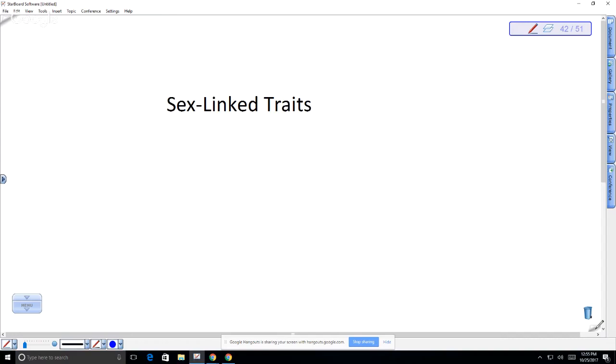Okay, so let's look at the sex-linked traits. So this is versus autosomal. So what did autosomal mean? Does anybody remember? Not sex-linked, right? So it's on an autosome, not sex-linked. It's not on the X or Y chromosome. So most traits, when we say they're sex-linked, are actually X-linked. And the reason why is that the X chromosome is so much bigger than the Y chromosome that there's more genes there.